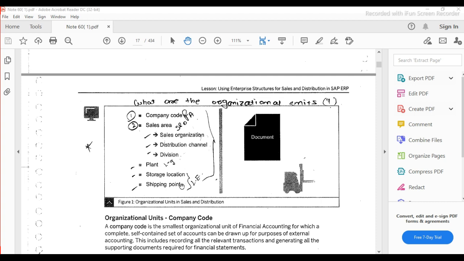That is the important thing. Sometimes in an interview they will ask what the org units are. You will face this kind of question at the basic, fresher level: what are the org units we have on the sales and distribution SD side? You can say we have the company code, sales organization, distribution channel, division, plant, storage location, and shipping point. All these org units we will study one by one in the further videos.